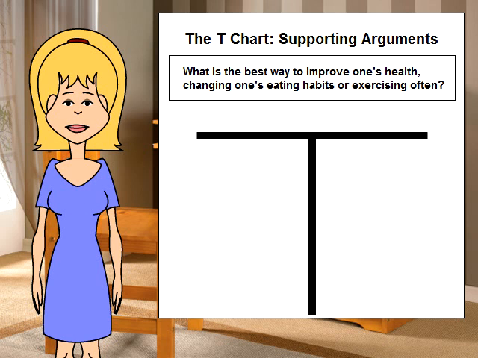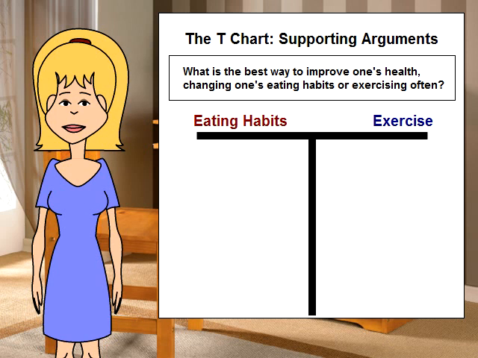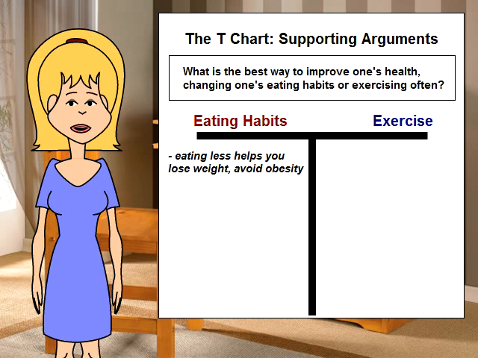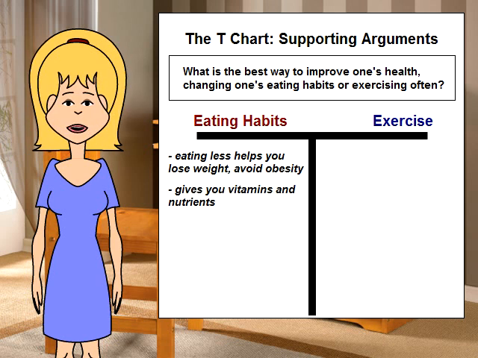A T-chart looks like this. A giant T. At the top, you write one side on the left and the other side on the right. Next, you fill in arguments that support the sides. For example, one could say that eating low-fat foods could help you lose weight and avoid obesity. Another argument might be that eating healthy foods gives you vitamins and nutrients that you need. So, those are two arguments for that side of the debate.